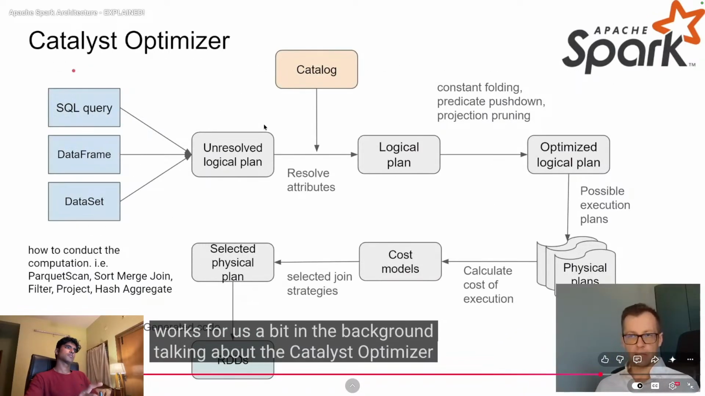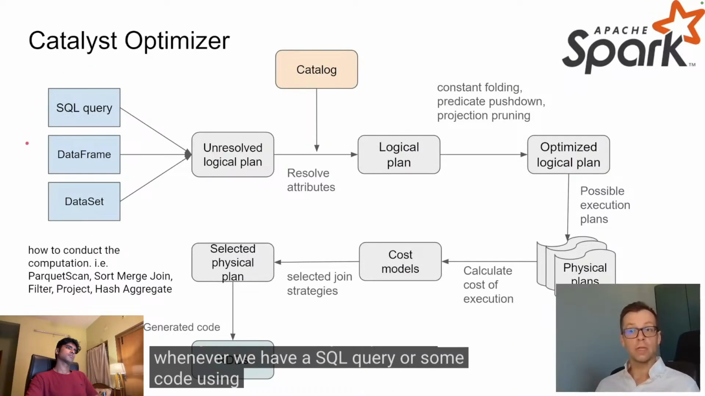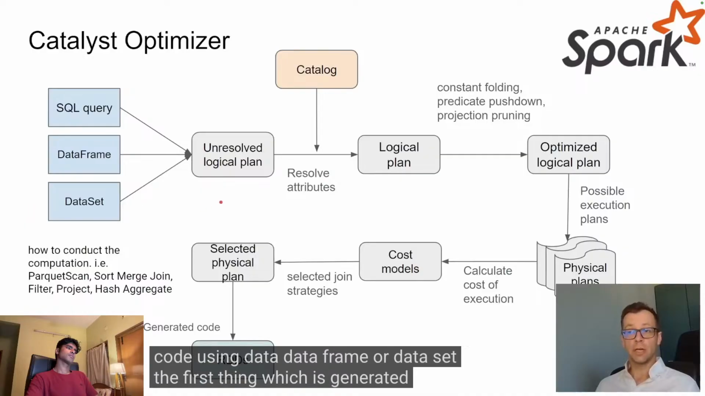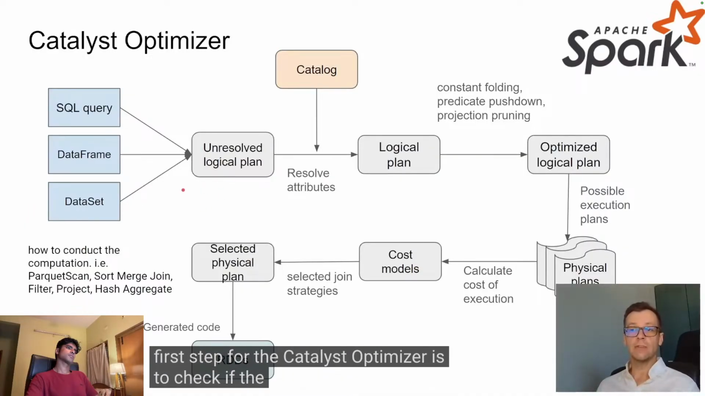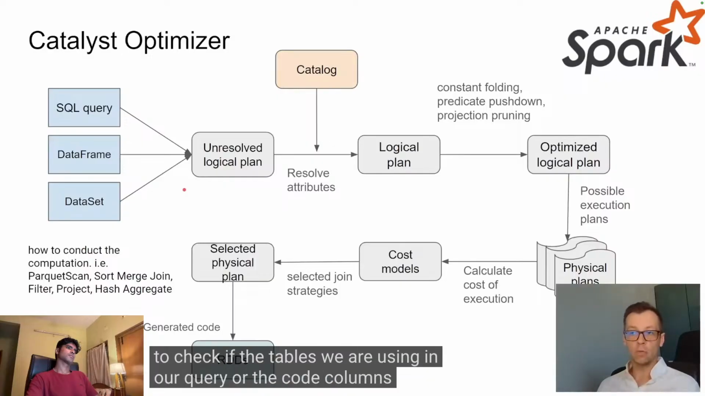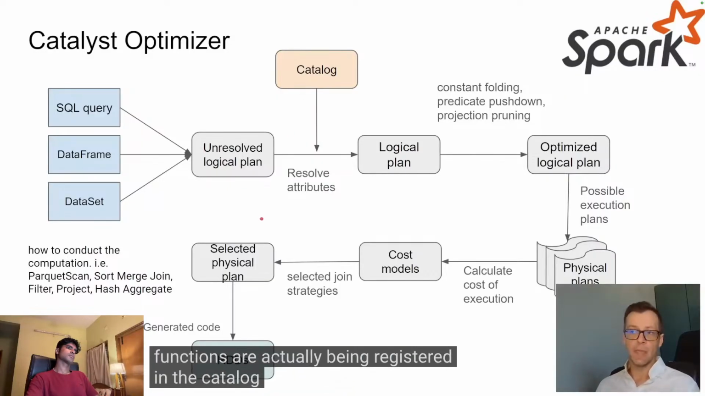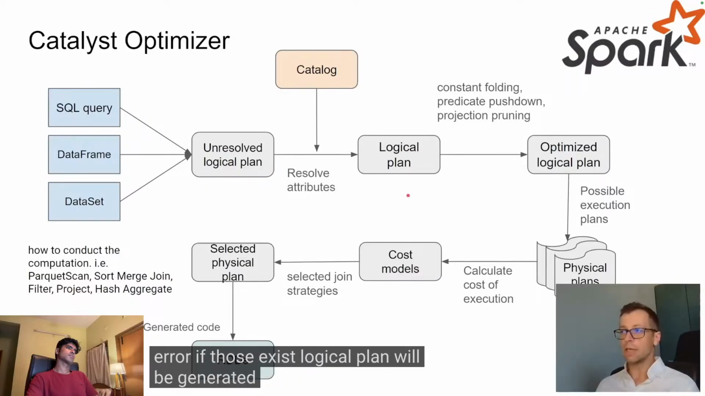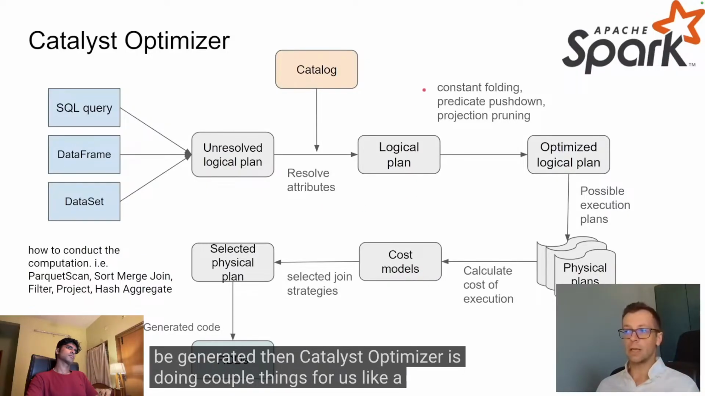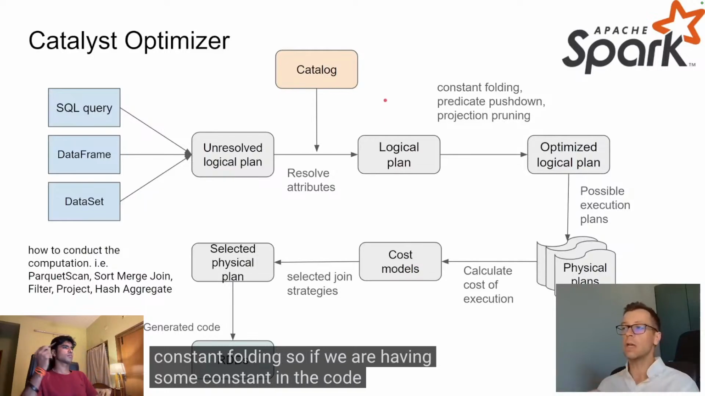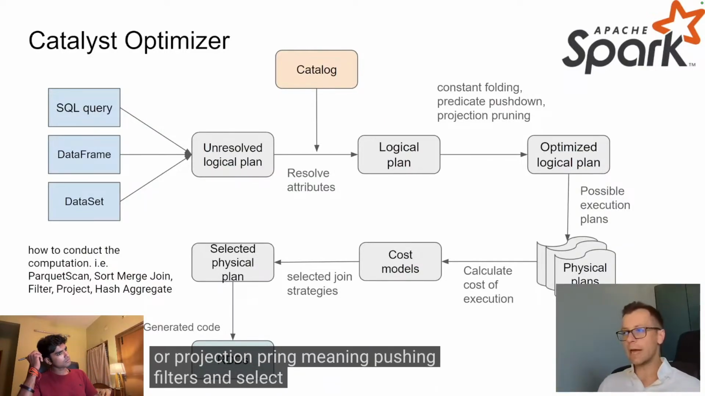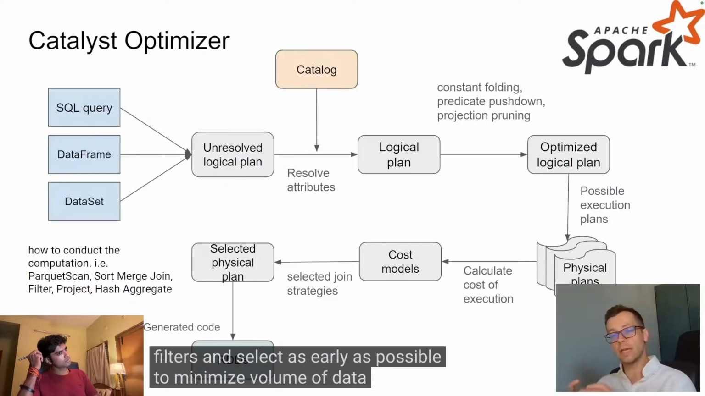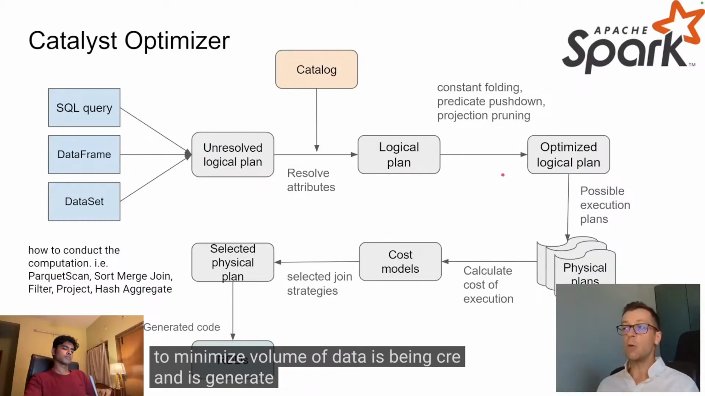Talking about the Catalyst optimizer. Whenever we have a SQL query or some code using a data frame or dataset, the first thing generated is called the unresolved logical plan. The first step for the Catalyst optimizer is to check if the tables, columns or functions we are using in our query or code are actually registered in the catalog. If they are not registered in the catalog, we will get an error. If those exist, a logical plan will be generated. Then the Catalyst optimizer does a couple of things for us, like constant folding. So if we have some constant in the code, it will replace it with the values, or predicate pushdown or projection pruning, meaning pushing filters and selects as early as possible to minimize the volume of data being read, and it generates an optimized logical plan.